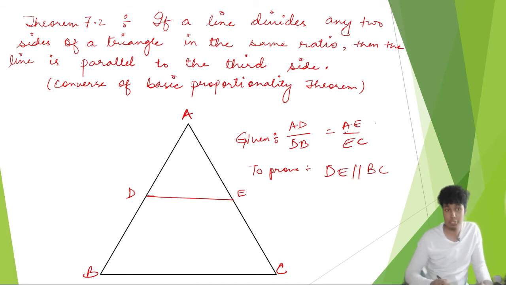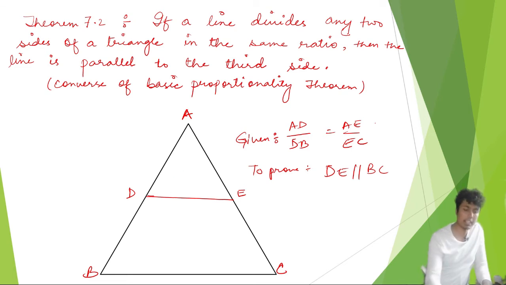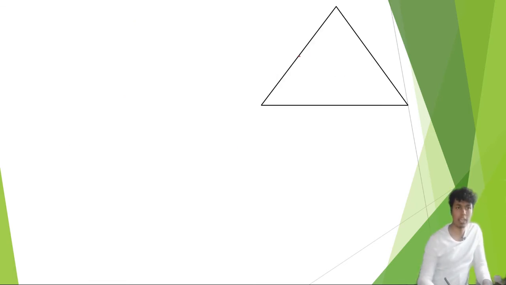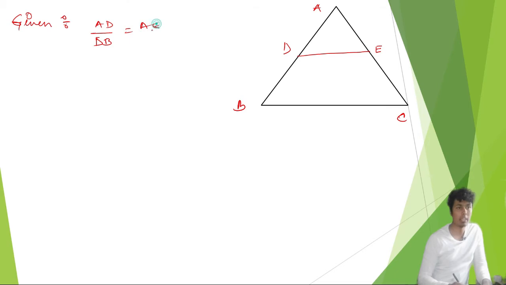Okay, now so far this much is okay. I hope you understand so far. Now let us do the construction which you need to do. Let us take the next page. Let us draw a triangle A, B, C, and this is D, E. Now given, what is given? AD by DB is equal to AE by EC is given. To prove, what we need to prove? DE is parallel to BC, we need to prove.